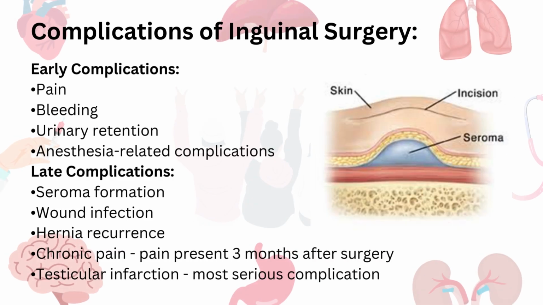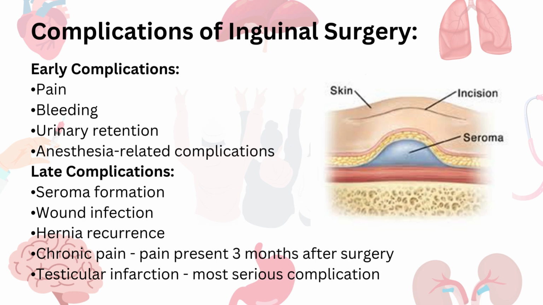Complications of inguinal surgery could be divided into early complications and late complications. The early complications could be pain at the hernial site, bleeding from the hernial site, or urinary retention because the abdominal wall would develop rigidity, and anesthesia-related complications.